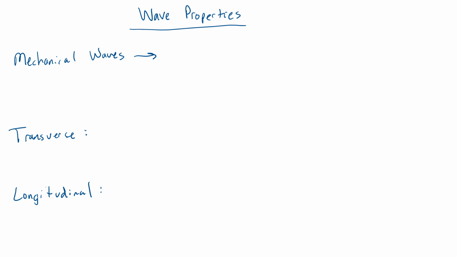When we talk about waves and what waves are, the beginning of a lot of what we're going to talk about has to do with mechanical waves. Mechanical waves need a medium, and a medium is something that the wave will move through. So often we think of air or water, or in our activities, we use springs. Those are the mediums that our waves are moving through.